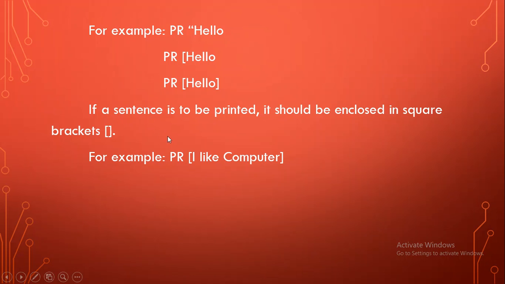And if a sentence is to be printed, if you want to print a particular sentence, then you have to use a square bracket. The line should be enclosed in a square bracket. For example, PR, then square bracket open, I like computer, then square bracket close. This method is compulsory for printing a whole sentence.